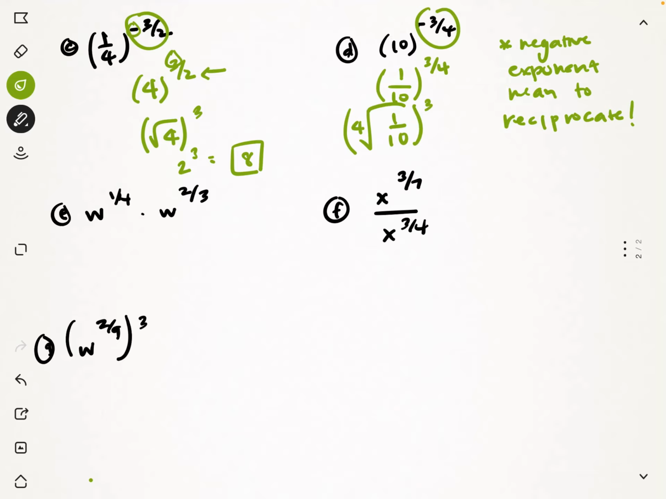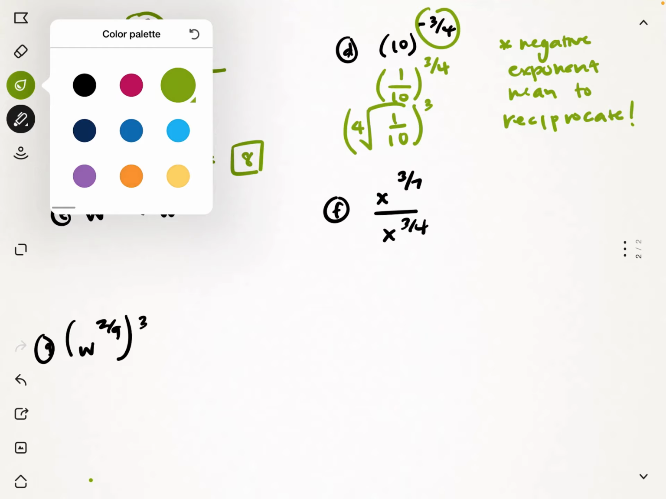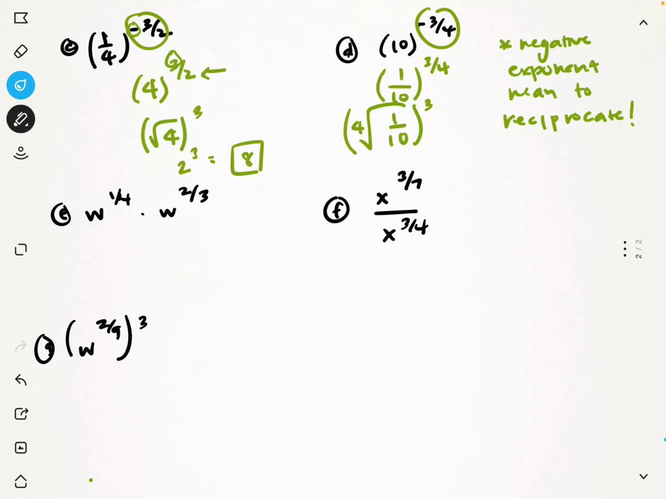All right, part E. We're going to use the properties of exponents in this section: the product rules, the quotient rules, and then the power rule. Anytime we're multiplying numbers of the same base with exponents, we're going to add exponents. So this is actually w to the 1/4 plus 2/3.